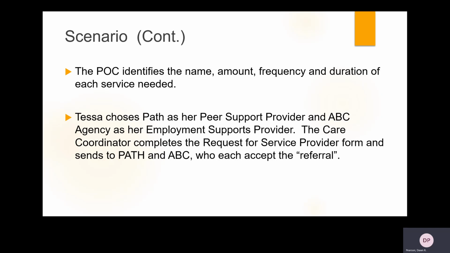The plan of care identifies how much of each service is needed, as well as the frequency and duration. Tessa chooses PATH as her peer support provider and ABC agency as her employment supports provider. The care coordinator completes the request for service provider form and sends it to PATH and to ABC, who each accept the referral.